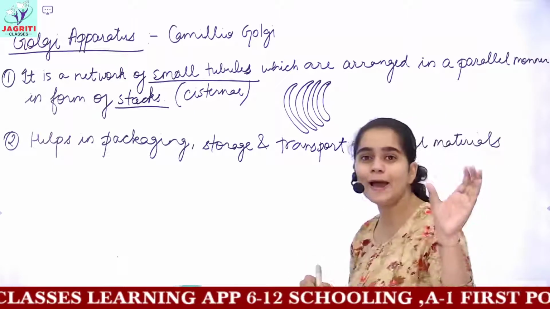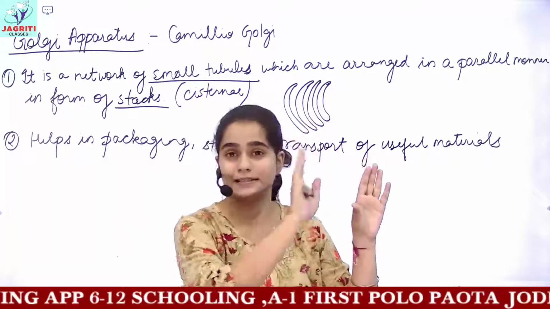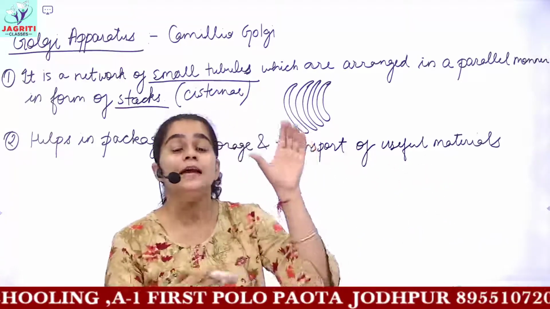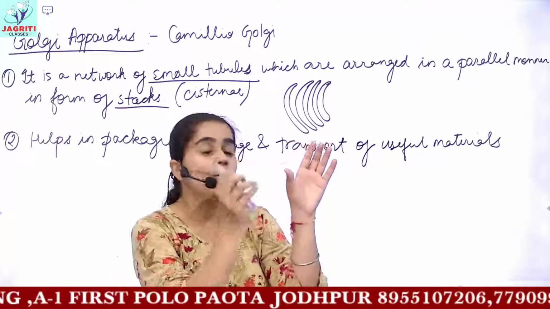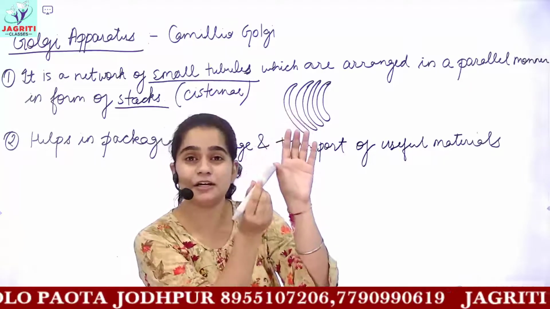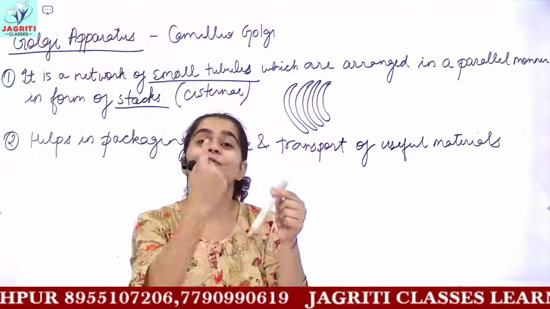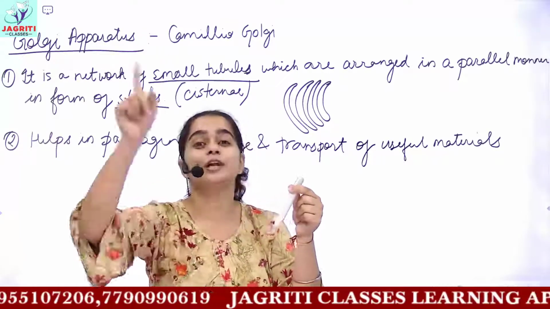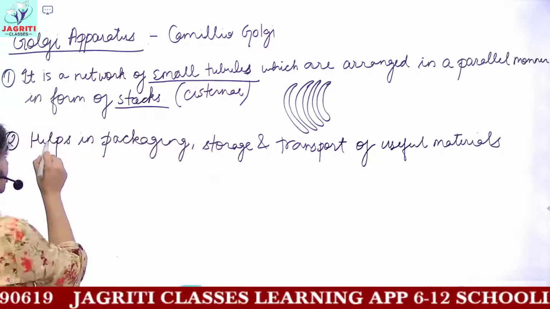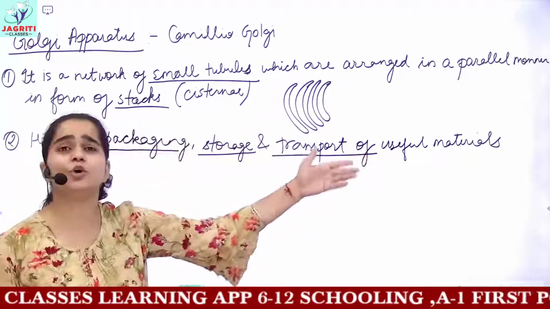The endoplasmic reticulum is useful for synthesis; it synthesizes protein within it. Now this endoplasmic reticulum is connected to the Golgi apparatus. So once proteins are made in the endoplasmic reticulum, they are transported to the Golgi apparatus, and now the Golgi apparatus is useful for the storage of protein, packaging of protein, and transport of protein to various parts of the cell which require proteins. So Golgi apparatus helps in packaging, storage, and transport of useful materials like proteins, lipids, etc.